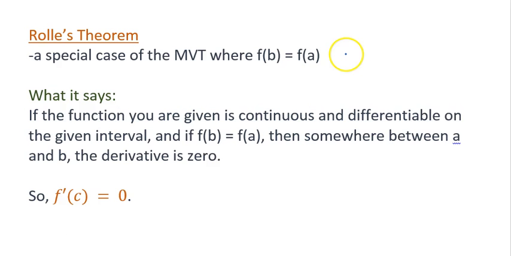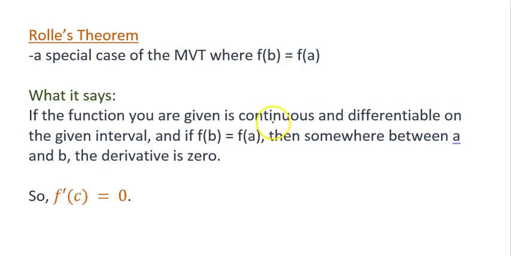The next thing that we're talking about in this lesson is Rolle's theorem. And Rolle's theorem is really not any different than the mean value theorem. It just is a special case where the f of b and the f of a are equal. So the slope of your line is going to end up being 0.